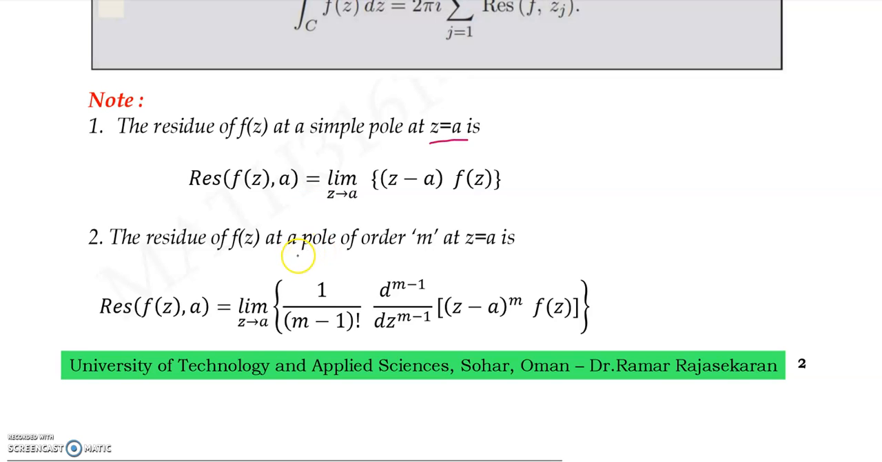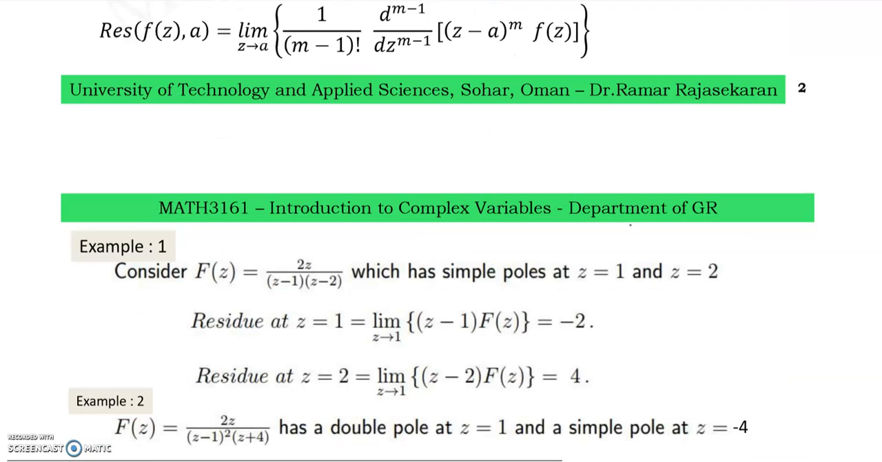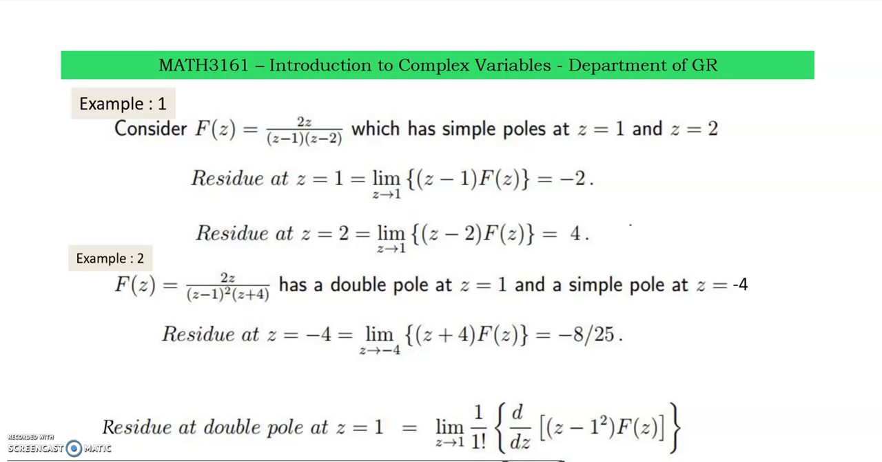Suppose we have a pole of order m at z equal to a for the function f of z. Then how to find the residue? That is, residue of the function at a is equal to limit z tends to a, 1 over (m minus 1) factorial, d power m minus 1 divided by dz power m minus 1, of (z minus a) whole power m f of z. Now here what is m? m is nothing but the order of the singular point or pole. Now we can see a few examples on this, how to find the residue on the poles.